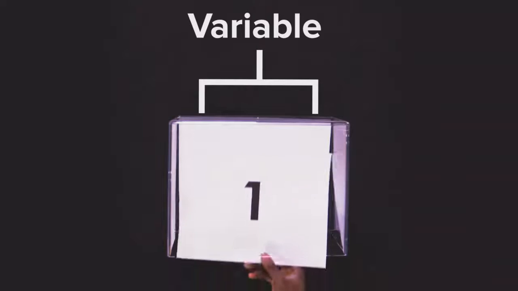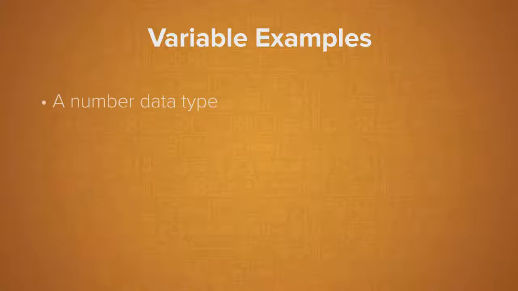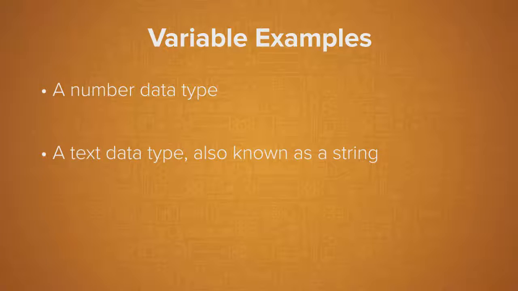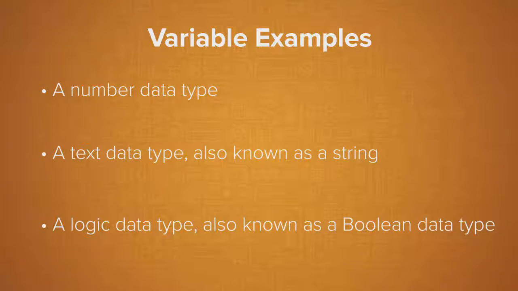Variables can hold different types of information, also known as the data type of a variable. For example, a variable can store a number data type or a text data type, also known as a string, or a logic data type, also known as a Boolean data type. Let's first explore the number data type variables.